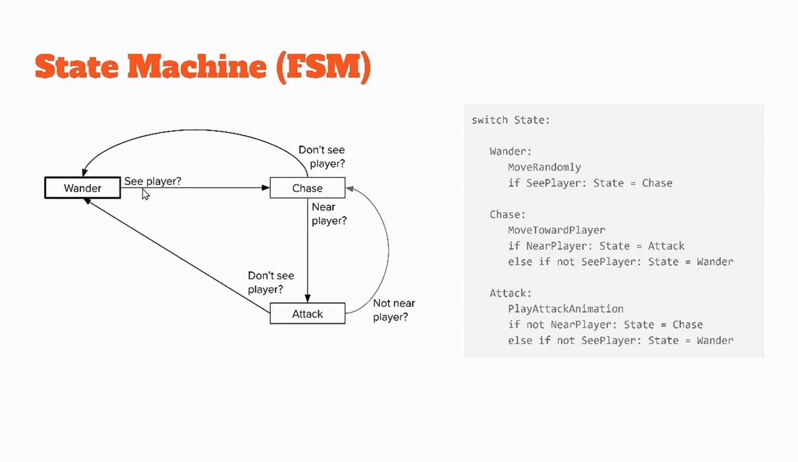So if you're wandering and you see the player, you chase. And if you chase and you're near the player, you attack. If you lose sight of the player, you wander again. You can see how this works. And again, this is relatively simple to implement in code. Here's some pseudocode for this finite state machine. Pretty simple.